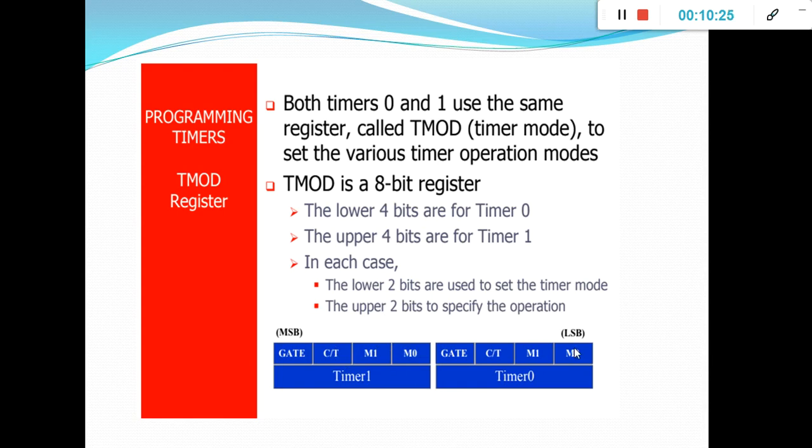In each of timer 0 and timer 1, the lower 2 bits are used to set the timer mode and the upper 2 bits are used to specify the operation. Here M1 and M0, the lower 2 bits, are used to set the timer mode, that is, which mode you are going to use. Totally there are 4 types of modes, and M1 and M0 are used to set which one you are going to use.